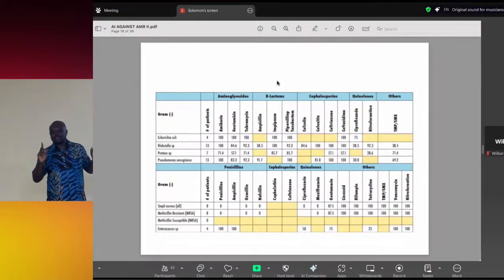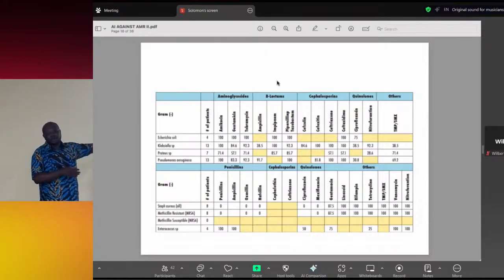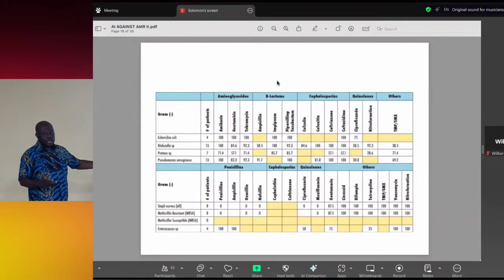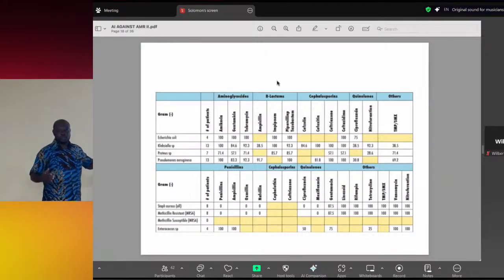Exactly. But the challenge we have over here is that we don't have enough of these labs. And even in the few areas where the labs are, people can't afford it. For instance, to do a blood culture, you have to pay close to 500 Ghana cedis, sometimes even more. A lot of people who are critically ill are not able to afford it. And one innovative way to go about this is to turn around the curve.